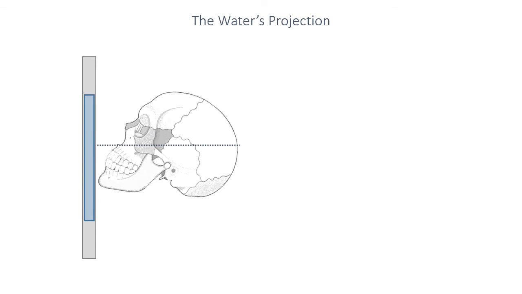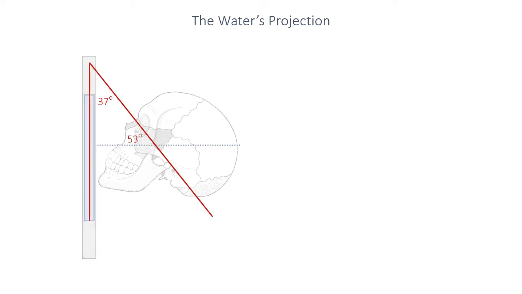Positioning for the Waters projection is covered in the previous video where we had a look at the radiography of the paranasal sinuses. Please note that when you do have a look at your textbooks with regard to the Waters projection, it will indicate that the positioning is a 37-degree angulation of the orbitomeatal line. I'd like for you to be aware that that 37-degree angle is actually from the vertical axis as opposed to the horizontal axis.